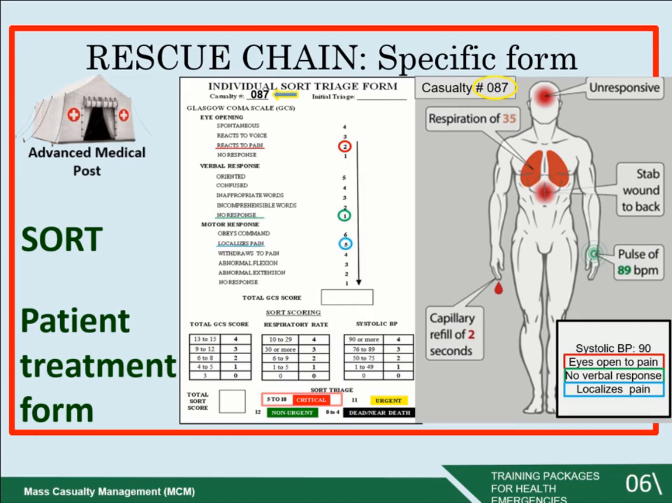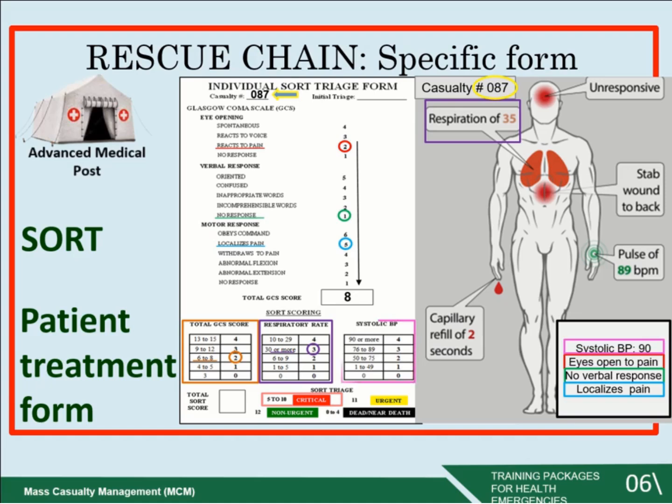Now we will have a total GCS of 8, and plotting it to our total GCS table, 8 will fall under the 6 to 8 category that has a numerical value of 2. As far as the respiratory rate is concerned, our patient has a respiratory rate of 35, so it will fall on the 30 or more, which has a numerical value of 3.